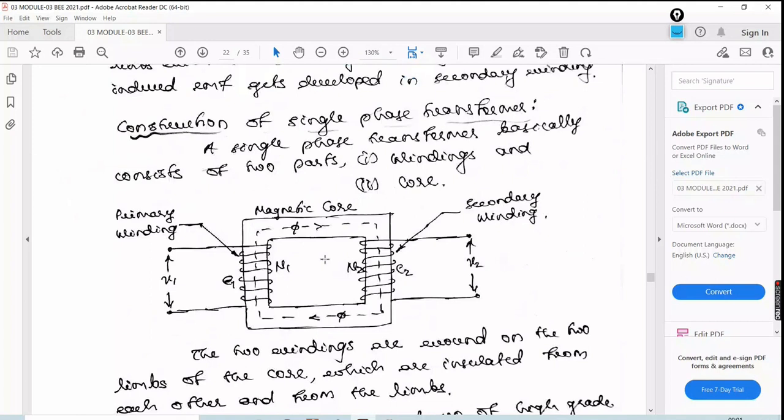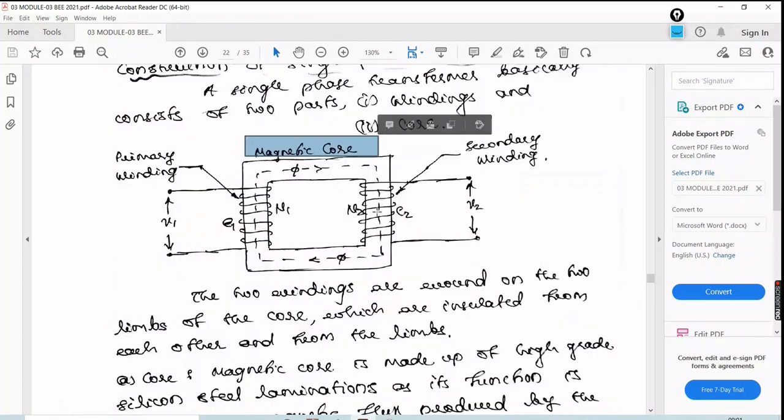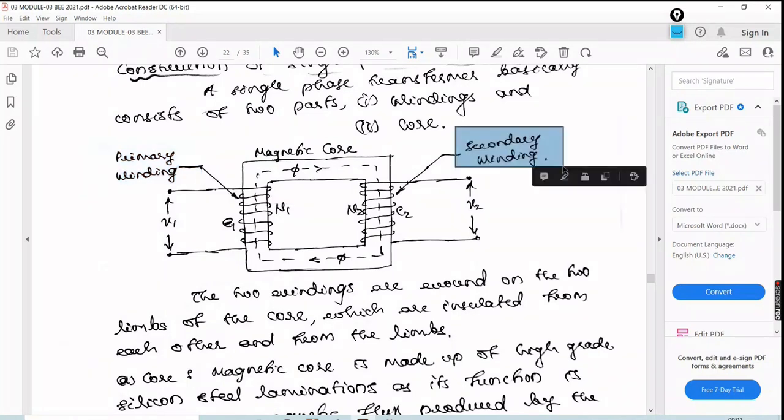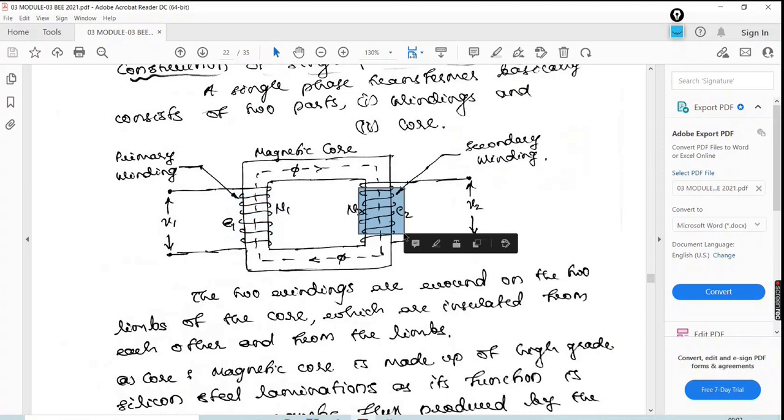Then from the construction point of view, in a transformer there are majorly two parts: one is the winding, and another one is the core, which is also called the magnetic core. The primary winding is the winding which is connected to the supply. The secondary winding is the winding which is connected to the load. The windings are made up of copper. Whatever windings are there, those are made of copper itself.